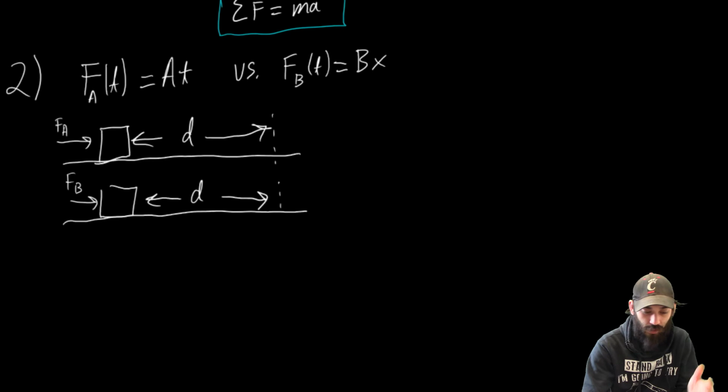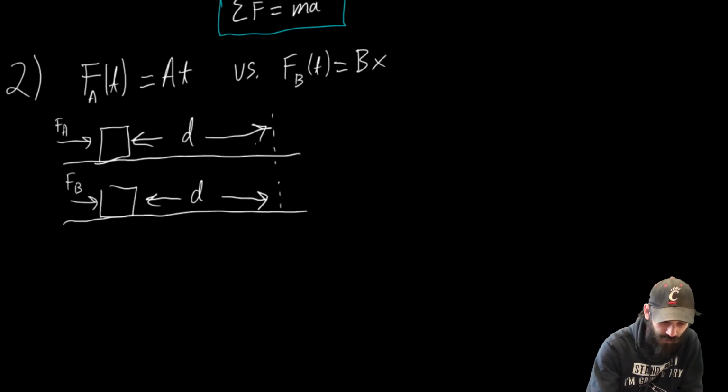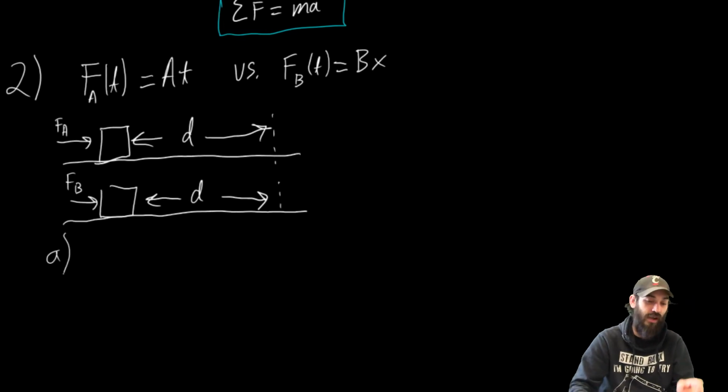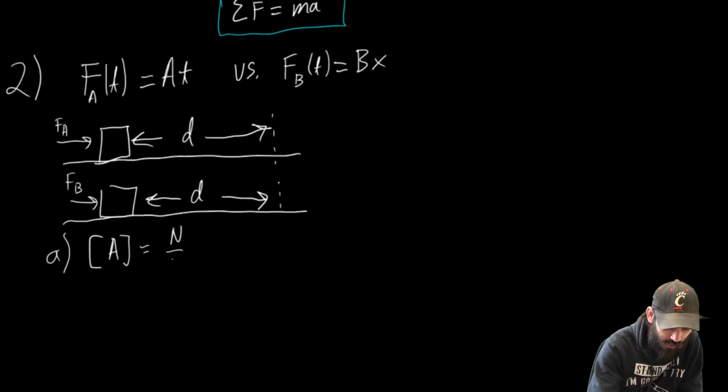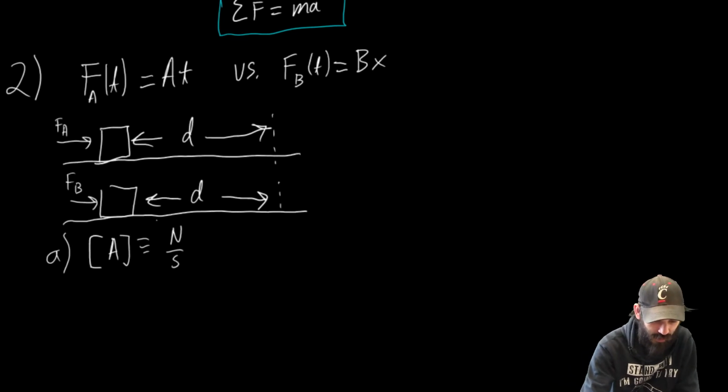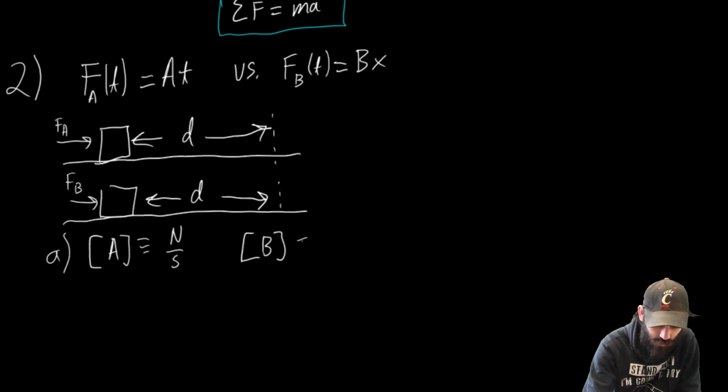Okay. So let's first look at dealing with our F_a. The really first part of this problem is to do some dimensional analysis to determine what the units of capital A and capital B are. So we can see that the units of capital A are going to be newtons per second, right? Because that's dimensionally how this is going to work out in order to get us units of force on the left and right side. And the units of B are going to be units of newtons per meter.